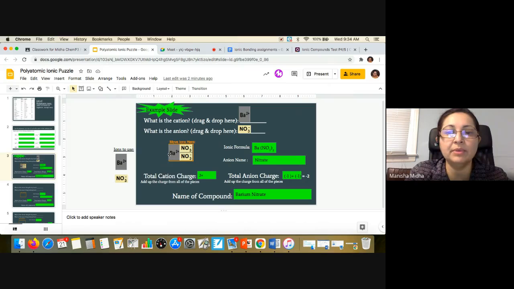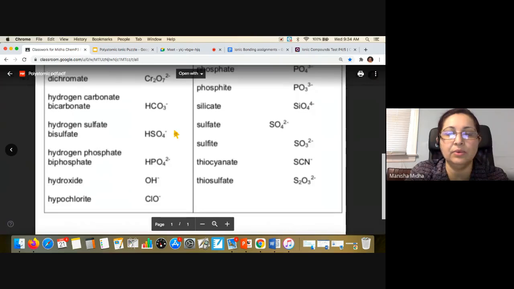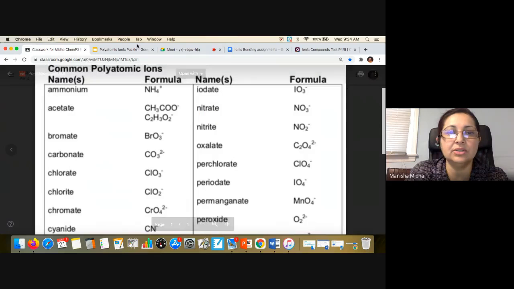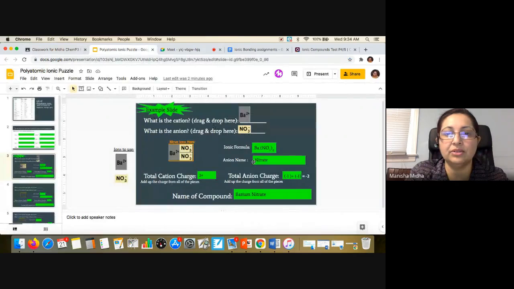When you write the formula, when you are marrying these two together, you write the cation symbol Ba, you group the whole polyatomic ion in a parentheses, and then you write the count. How many ions did you use? You used 2 cards, so you put a 2 on the outside. Okay. What is the name of the anion, the negative part? So you'll have to look it up. NO3 is nitrate. So that name goes over here, nitrate. Okay.